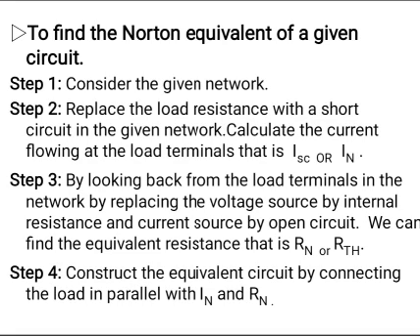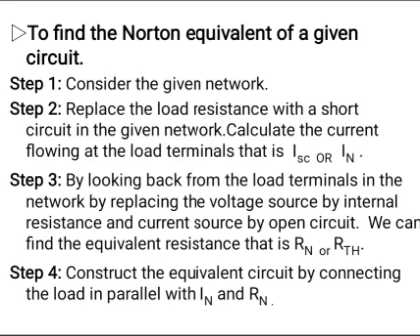To find the Norton's equivalent of a given network, step 1, consider the given network. Step 2, replace the load resistance with a short circuit in the given network. Calculate the current flowing at the load terminals, that is ISC or Norton's current. Step 3, by looking back from the load terminals in the network, replacing the voltage source by its internal resistance and current source by open circuit, we can find the equivalent resistance, that is Norton's resistance.